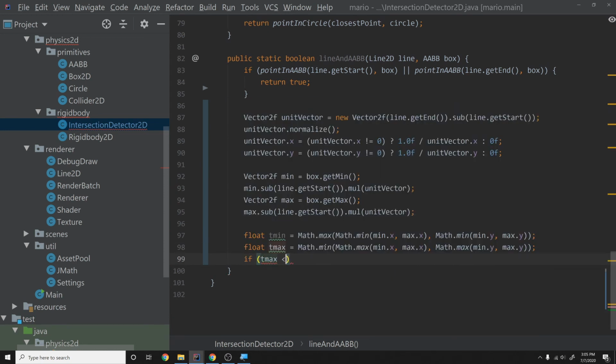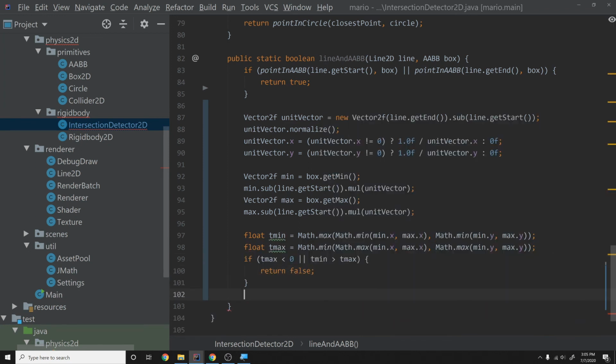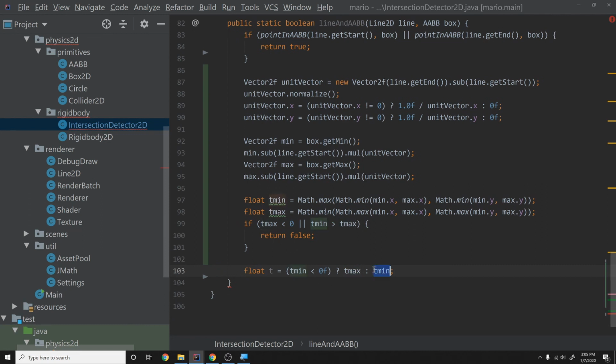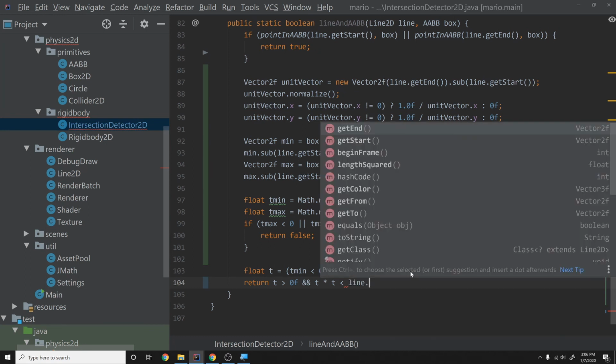If tmax is less than 0 or tmin is greater than tmax, this means that we do not have an intersection. We'll return false. And you can look at the equation in the diagram and see how that is true. Then we'll say float t equals, we'll get the bigger t. If tmin is less than 0f, it's tmax, otherwise it's tmin. So if one of them is below 0, we just grab the other one to make sure we're checking the highest, the farthest one possible. Then we'll just return t is greater than 0 and t times t is less than the line's length squared.